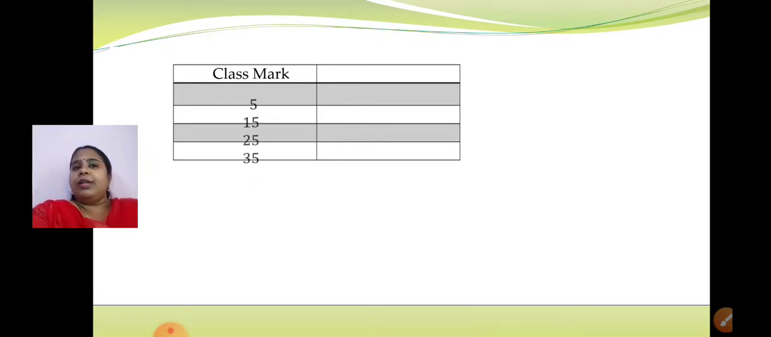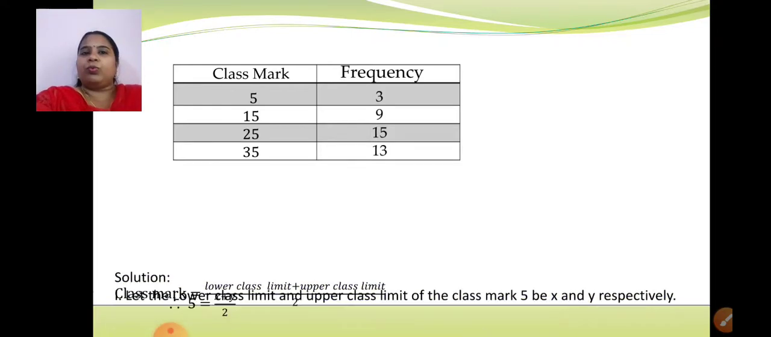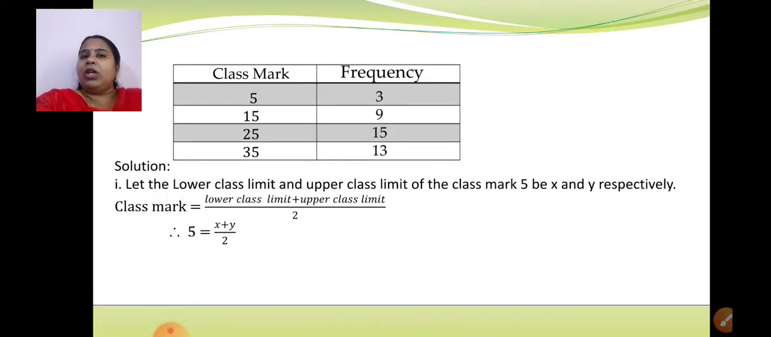Now this is the table that is given to us. What is the first step that I have told you? Taking the definition of class mark. What is the definition of class mark? Lower limit plus upper limit upon 2. So see, let the lower class limit and upper class limit of the class mark 5, for the first one, I am showing the calculation, be x and y.